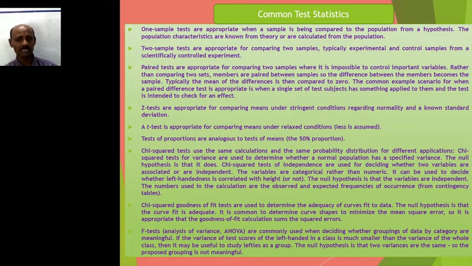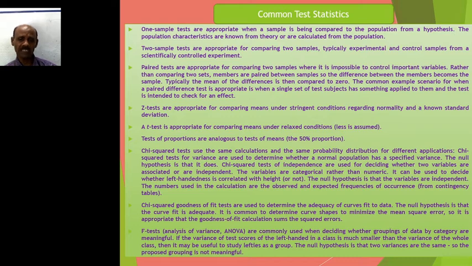The third one is paired tests. These are an approach for comparing two samples where it is impossible to control important variables. Rather than comparing two sets, members are paired between samples, so the differences between the members become the sample. Typically, the mean of the difference is compared to 0. A common example scenario for which a paired difference test is appropriate is when a single set of test subjects has something applied to them and the test is intended to check for an effect.